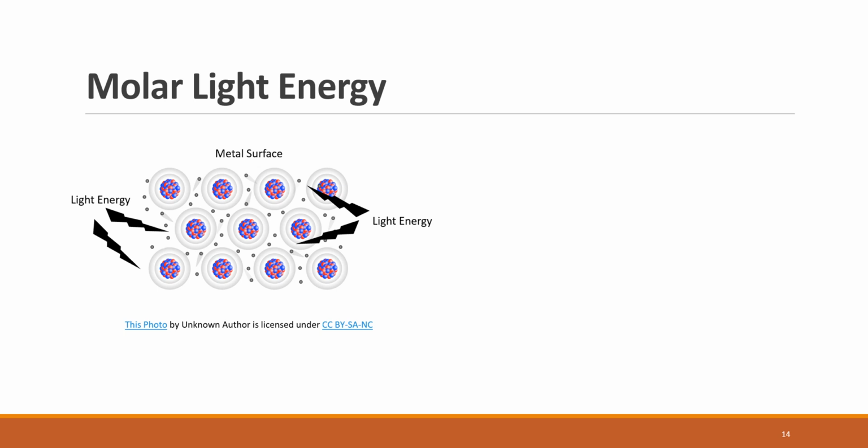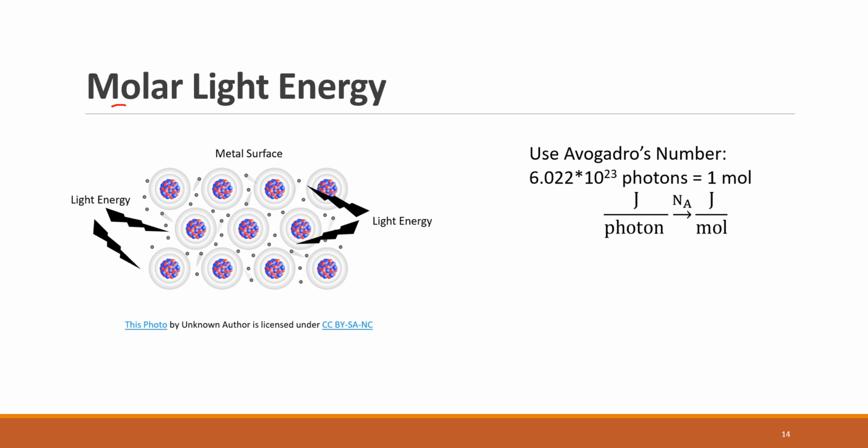So in the previous problem, we were solving for the energy of just a single photon. Now remember, a single photon was just a small packet of light energy. It's how energy behaves as a particle. So very small particle. Now what we're going to look at, instead of the energy of just one individual photon, is molar light energy. Molar light energy is how much energy in a mole of something.